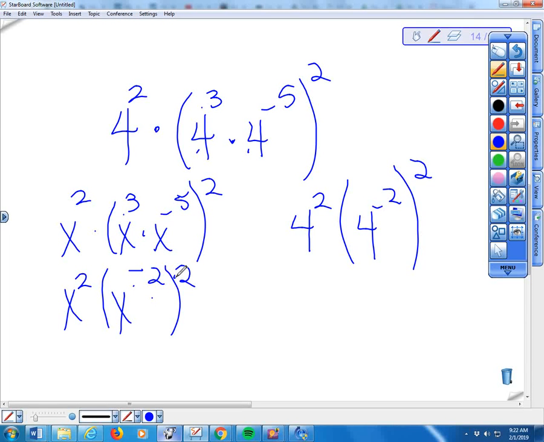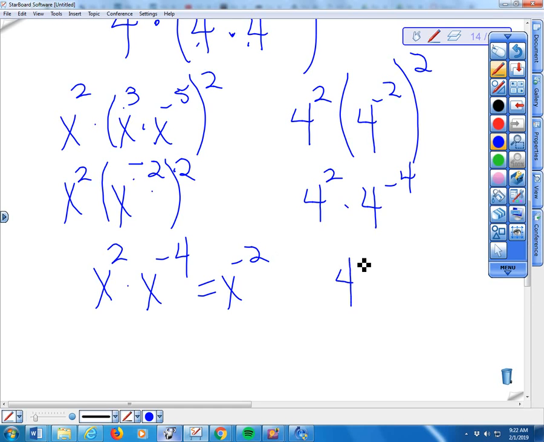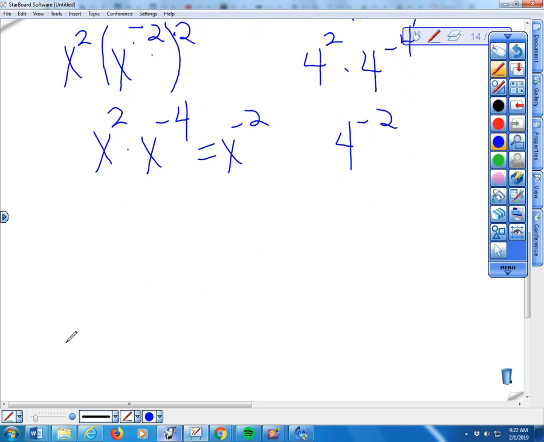Okay? So negative 2 times negative 2 is x to the negative 4, right? So this becomes 4 squared times 4 to the negative 4. Okay, now I'm multiplying something with the same base, different exponents. What do I do to the exponents? Add. So this is equal to x to the negative 2. This is 4 to the negative 2. Switch it over. 1 over x squared. 1 over 4 squared. 1 over 16. This is why I said you don't need a calculator. Yep, same as the last answer.